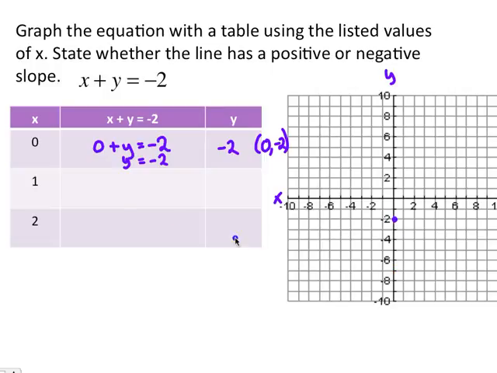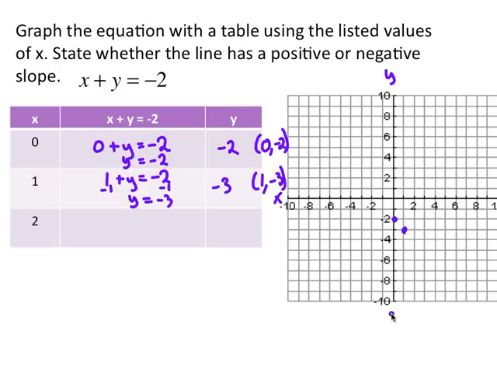Okay, then we go and get our next one. So x is 1. We plug that in up here. 1 plus y equals -2. And then if I'm trying to solve this for y, we can subtract 1 on both sides with our equation. So y equals -3. And so that gives me the point 1, -3. We'll go ahead and graph that. X is 1, so we go right 1. Y is -3, so we need to go down 3 places.